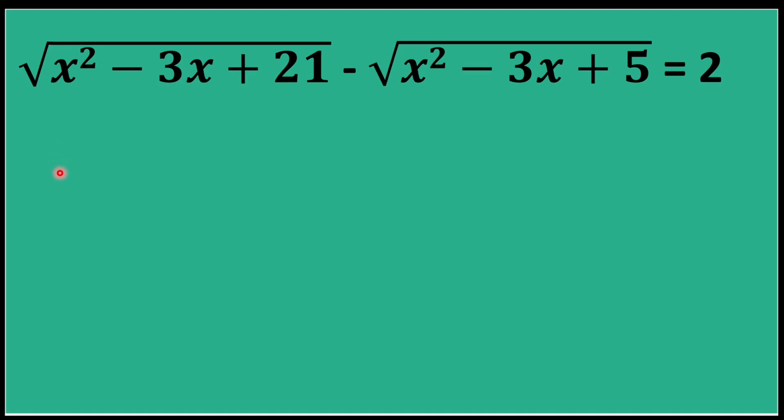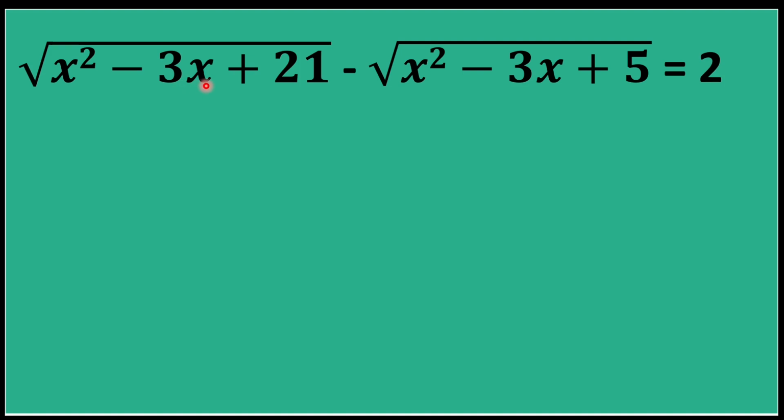Today we have this question: square root of x² minus 3x plus 21 minus square root of x² minus 3x plus 5 equal to 2, and we have to solve this equation for the value of x. So let's start the solution of this question.